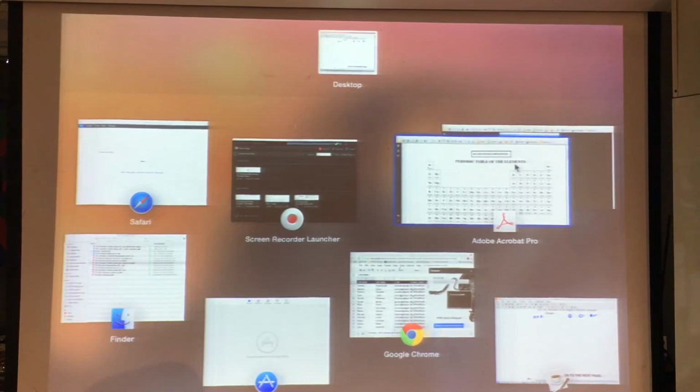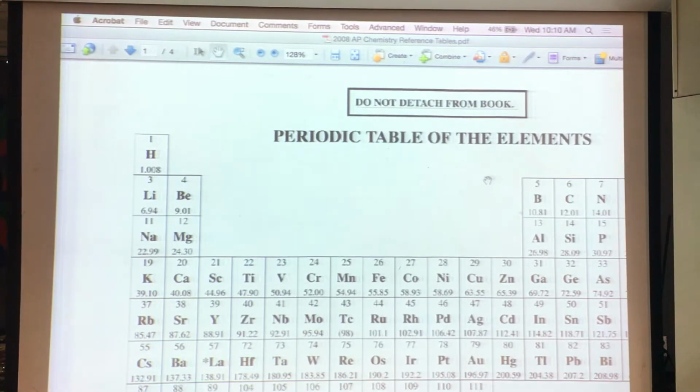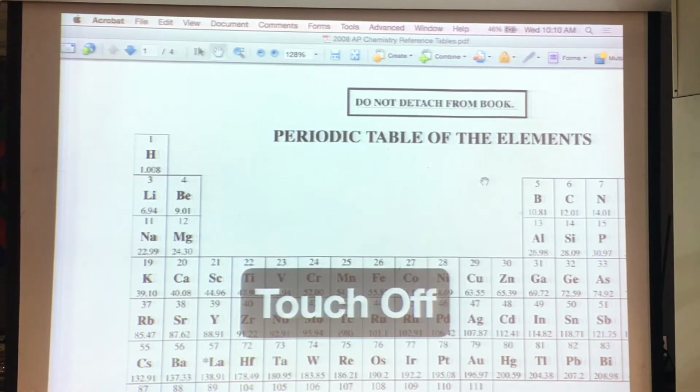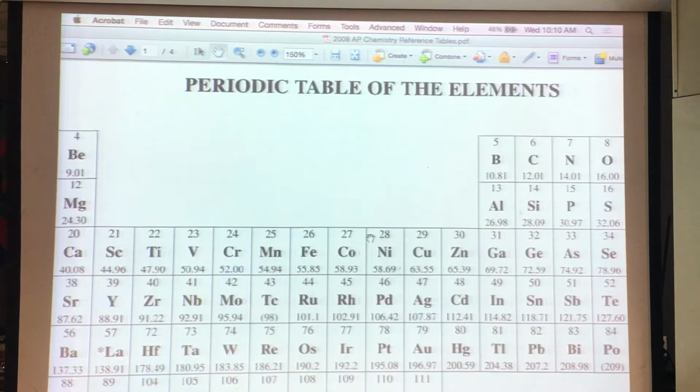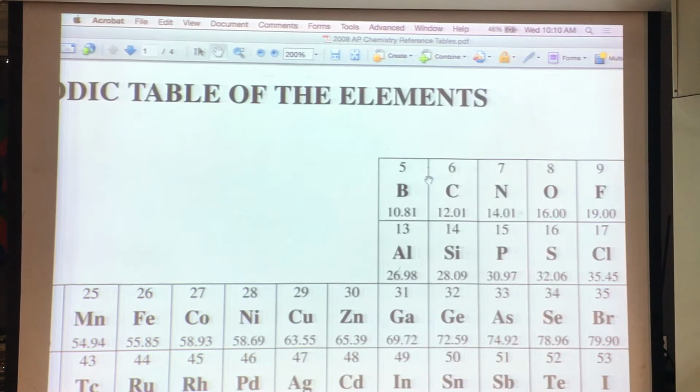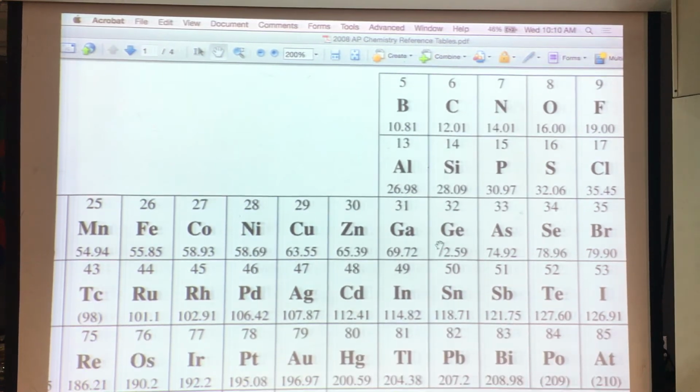So let's go see that in your reference table. Touch is not on. Oh, touch is off. Okay, touch is on. So let's get bigger and personal here. Maybe. And we see maybe to the right at some point.